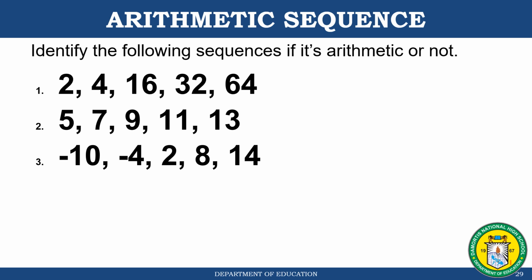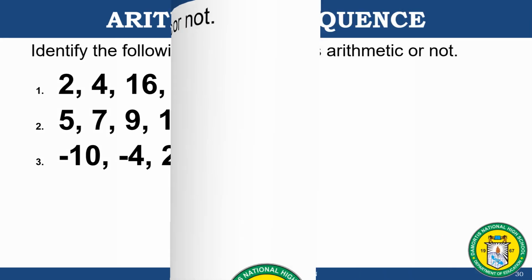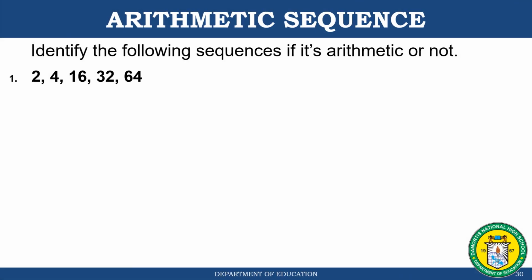Let us check your understanding of arithmetic sequence by this activity. Identify whether the following sequences are arithmetic or not. For number 1, we have 2, 4, 16, 32, and 64. For number 2, 5, 7, 9, 11, and 13. And for number 3, we have negative 10, negative 4, 2, 8, and 14. So let's start. For number 1, is the given sequence arithmetic or not? What do you think? Correct. The answer is not arithmetic.